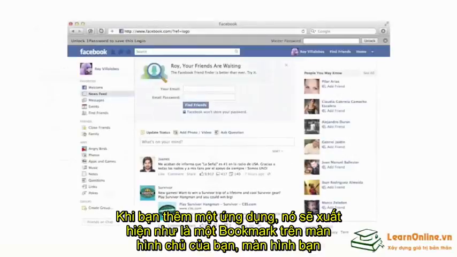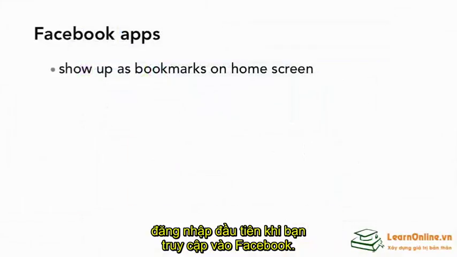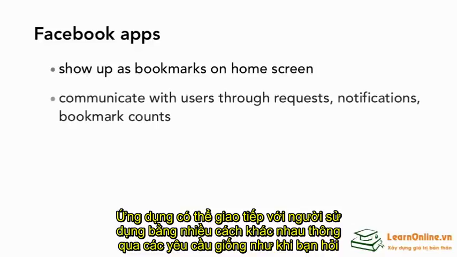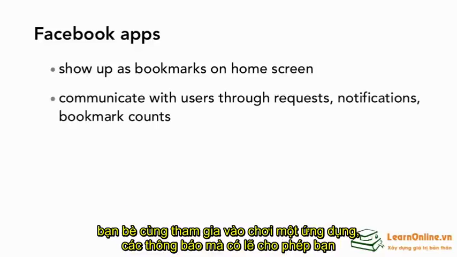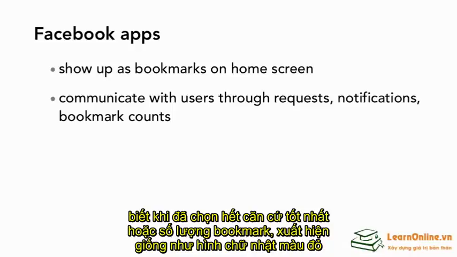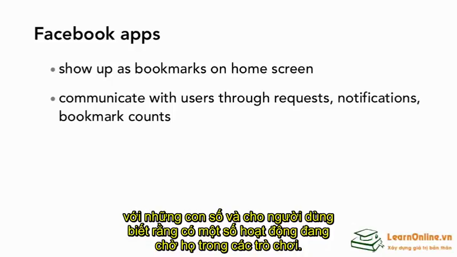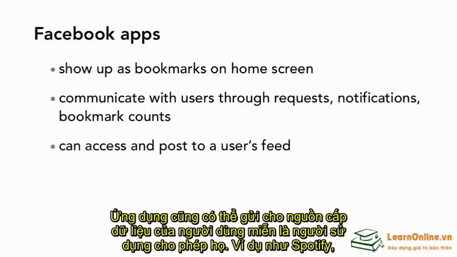When you add an app, it will appear as a bookmark on your home screen, the screen you first log into when you visit Facebook. Apps can communicate with users in a variety of ways through requests, like when you ask your friends to join you in playing an app, notifications, which is perhaps letting you know when you have reached a high score, or bookmark counts, which appear as red rectangles with numbers and let users know that there's some action waiting for them in the game. Apps can also post to a user's feed as long as the user allows them.